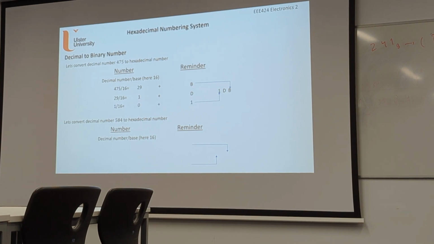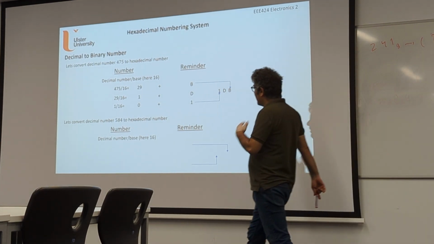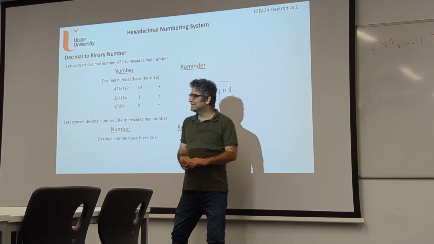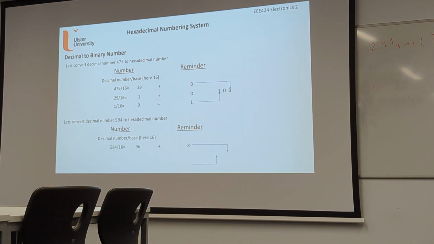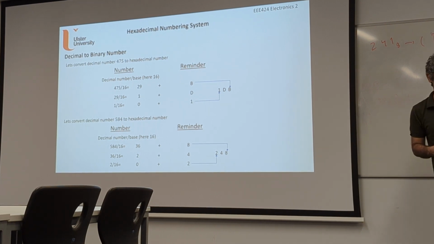Okay? For the second one, 584 over 16. We divide by calculator. You can find the quotient and a remainder. 36 plus 8. Then 36 over 16, 2 plus 4. You know, 2 times 16, 32. 36, 4 is remainder. Then 2 over 16, 0 quotient, we stop, and 2 would be remainder. Then 2, 4, 8. Here? Yeah?